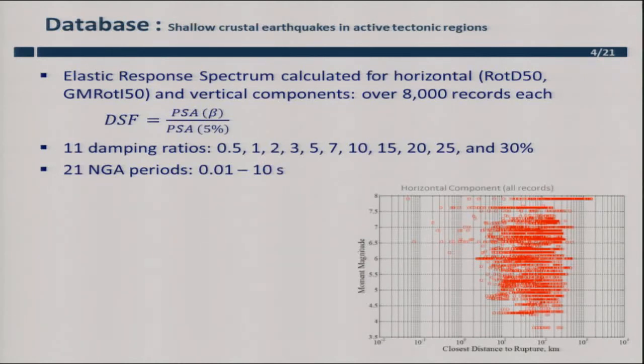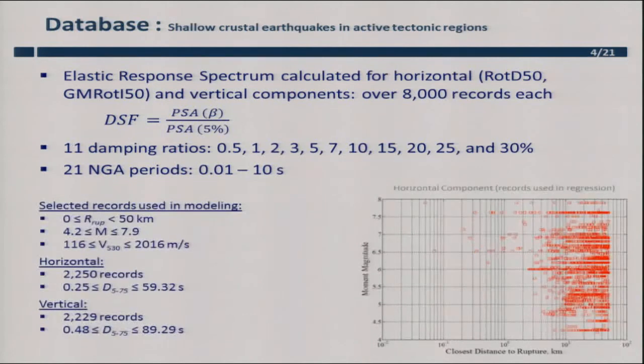We calculated the elastic response spectrum for every single record in our database for both horizontal and vertical components of ground motion. For the horizontal ground motion, we looked into RotD50 and GMRotI50 components, and we calculated the pseudo-spectral acceleration at 11 different damping ratios. They range from 0.5% to 30%. And we calculated this for the 21 NGA periods ranging from 0.01 to 10 seconds. Taking the ratio between the two, we calculated our DSF and ended up with a database of DSF with other parameters. In the graph, you see the distribution of magnitude and distances for the records that we use in our analysis.